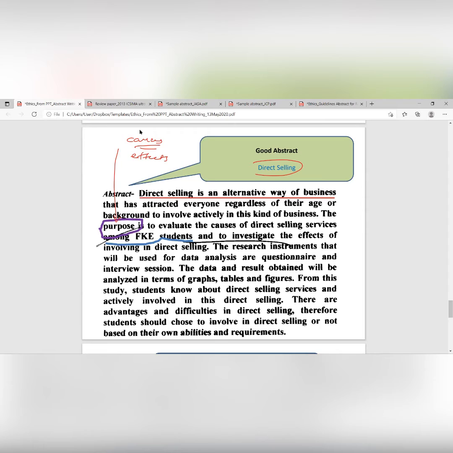Why do the students get involved in direct selling? Well, in fact, they have what we call a constraint on time for the study. So they still get involved in direct selling.